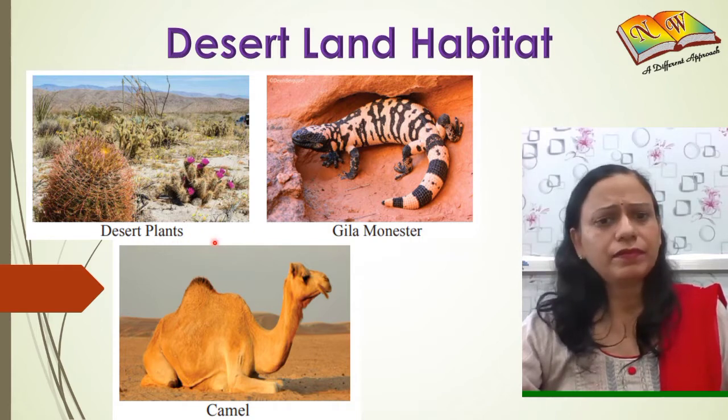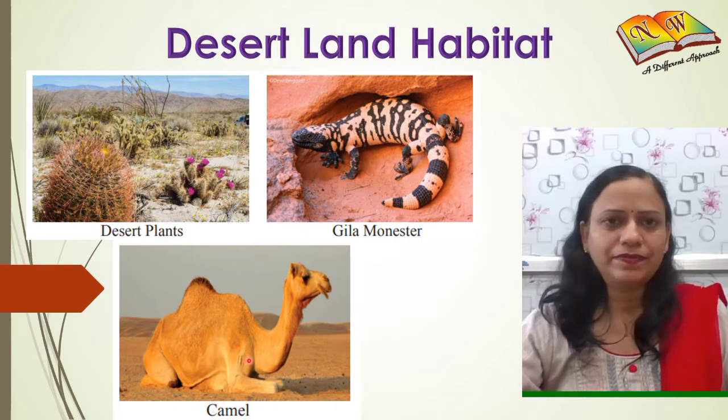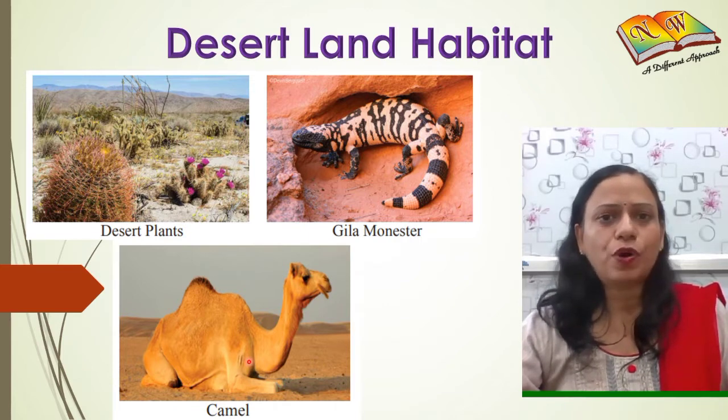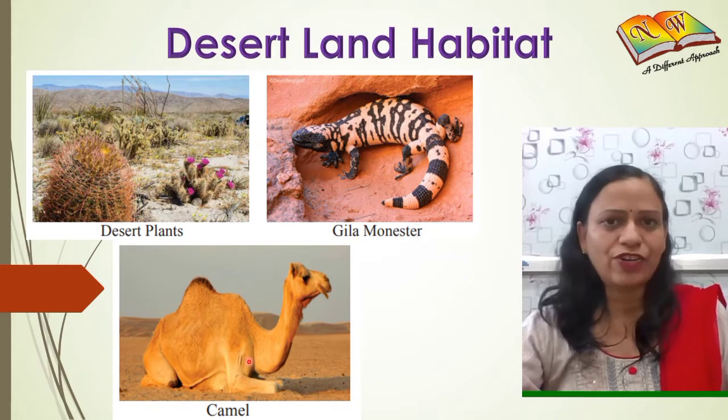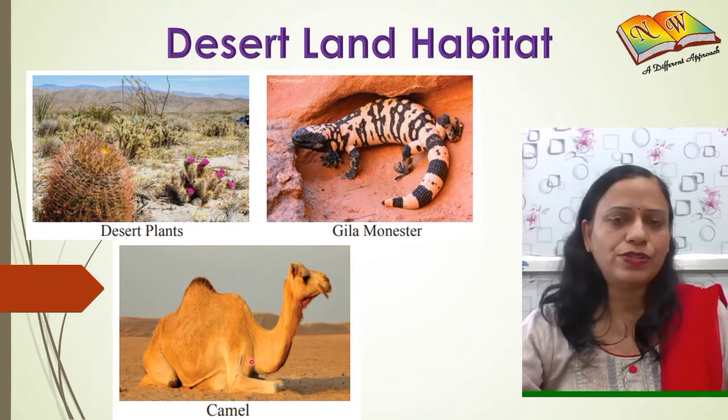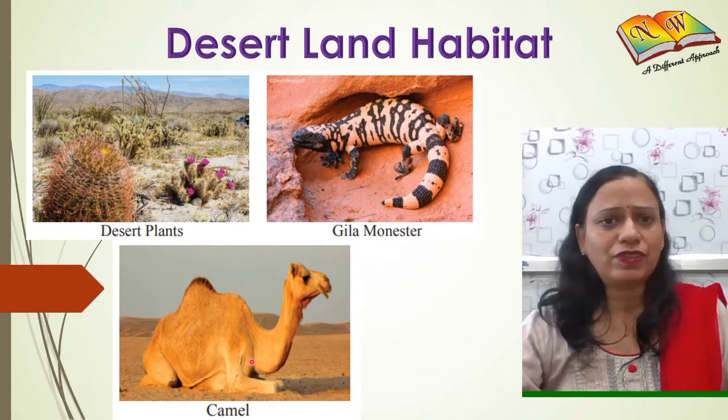Talking about the camel, it is also known as the ship of the desert. In ancient times, when there were no cars, no trains, no such modern means of communication and traveling, the camel was the only mode through which people used to travel in the desert. So what is it that enables the camel to survive in such hot and dry climatic conditions of the desert?